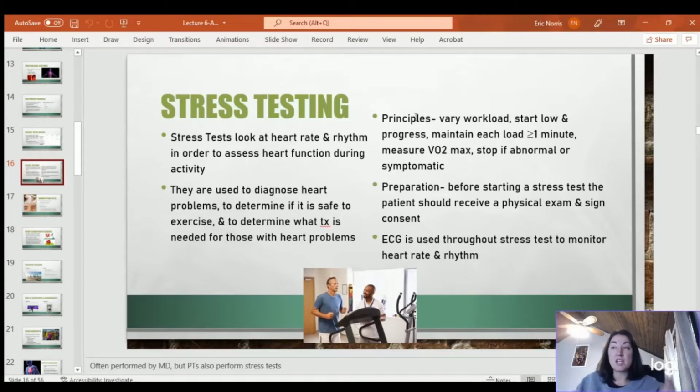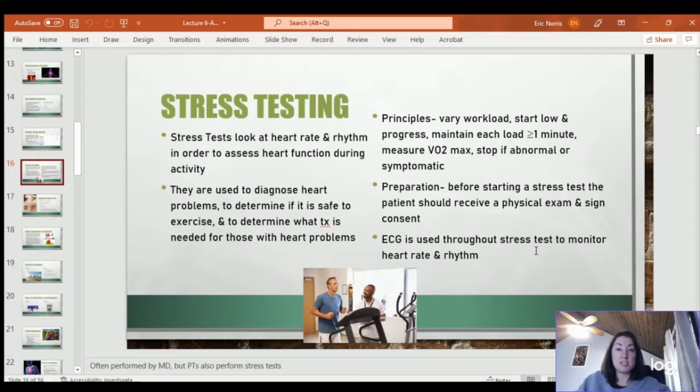And the principles of it are as you vary workload, you start low and you progress, and you maintain each workload for at least a minute, and then you measure the VO2 max and you stop if there's any abnormal findings as far as the oxygen rate drops too much or if they start to get symptoms like lightheadedness or dizziness or anything like that.